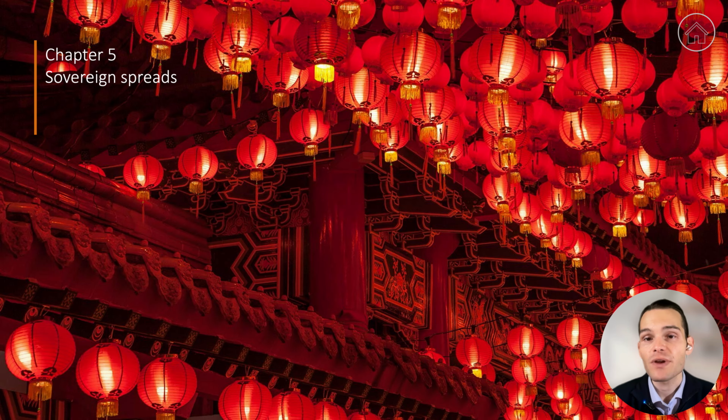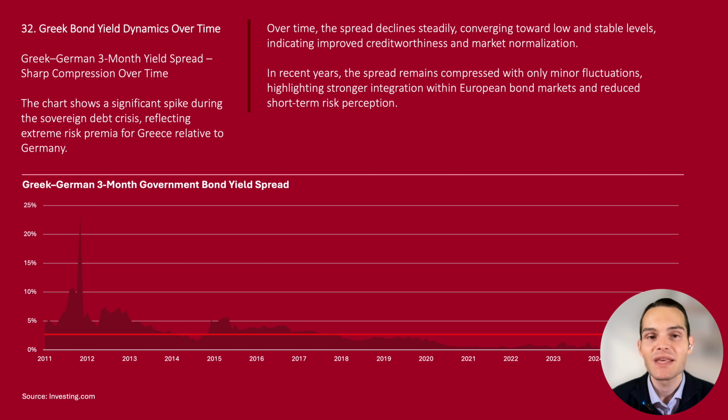We now turn to sovereign bond spreads and the differences in borrowing costs across countries. This chart focuses on the spread between Greek and German 3-month government bond yields. The sharp widening during the sovereign debt crisis reflects the severe market stress and fragmentation that existed within European bond markets at the time. After 2015, the spread gradually narrowed as market conditions stabilized and investor confidence improved. In recent years, spreads remained relatively low, indicating a much more normalized short-term funding environment for Greece.